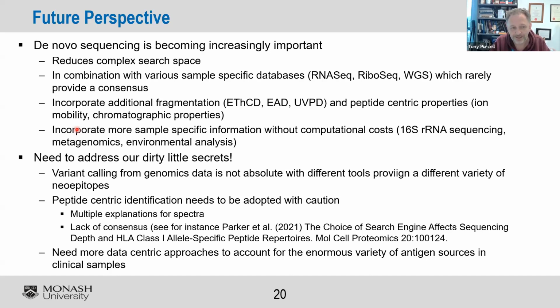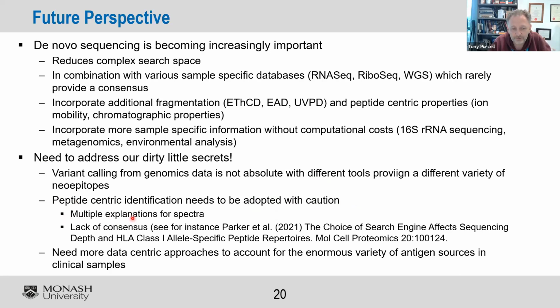And the one thing I would say is that our field has a lot of dirty little secrets, and it's not just immunopeptidomics. I think our experience with genomics is that variant calling is not absolute, and different tools often provide quite a different list of potential neoepitopes. And it'd be great to have a discussion with Andy about this at some point in the future. The peptide-centric nature of our identification needs to be adopted with caution. This is why we always have to validate the actionable peptides using synthetic peptides, from my point of view.